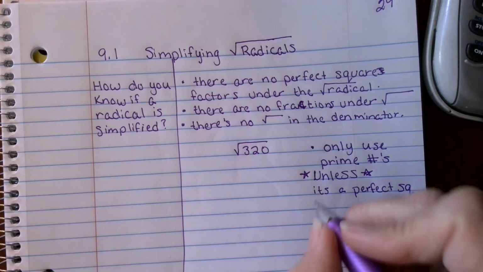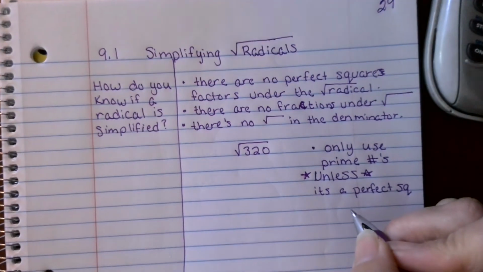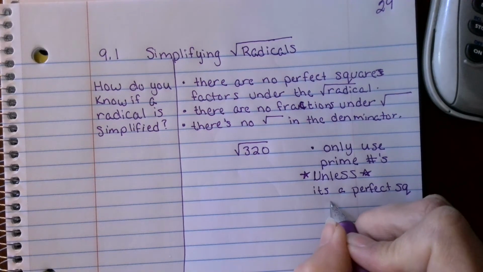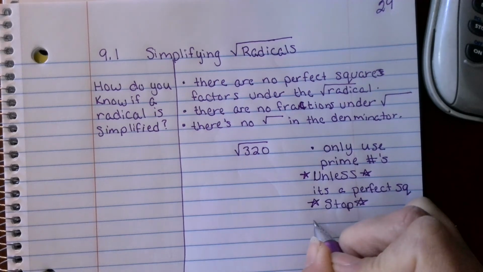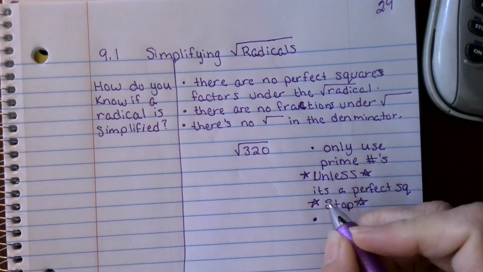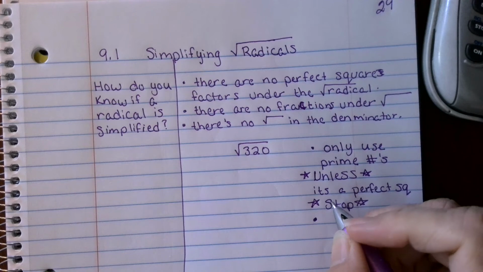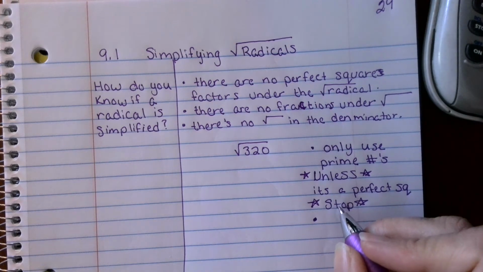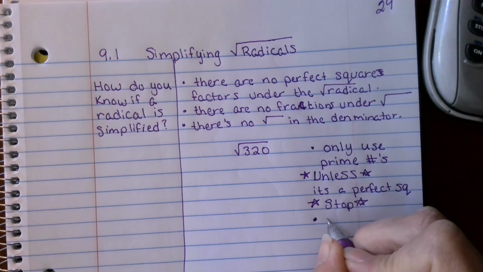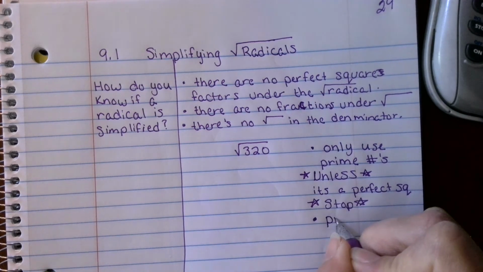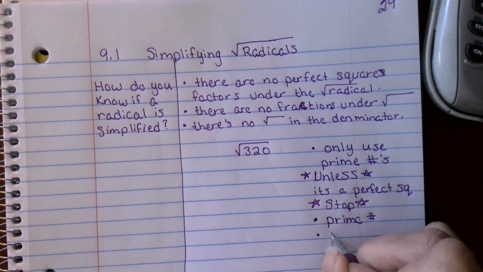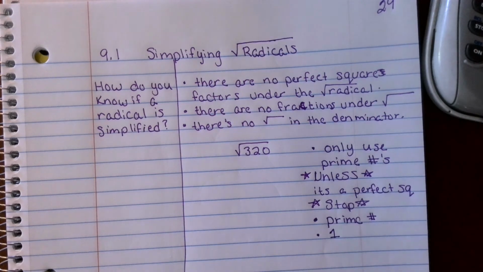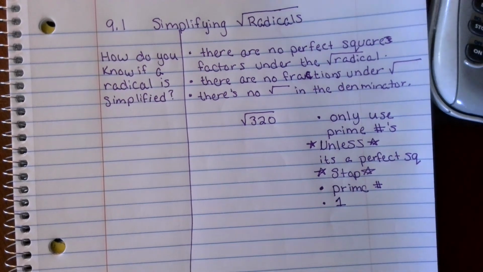The other rule, and this is going to make sense in just a minute, a lot of times we don't know when to stop. So this is when we're going to stop. There's two ways that you can stop. You're going to either stop at a prime number or stop at 1. So when you get down to 1, you can stop.